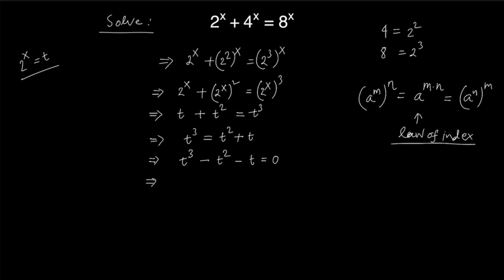So we can factor this. T is common, so we can take t out. So this will be t square minus t minus 1 is equal to 0. So this means either t is equal to 0 or t square minus t minus 1 is equal to 0. We know we can solve any quadratic equation by Sridhar Acharya's formula.